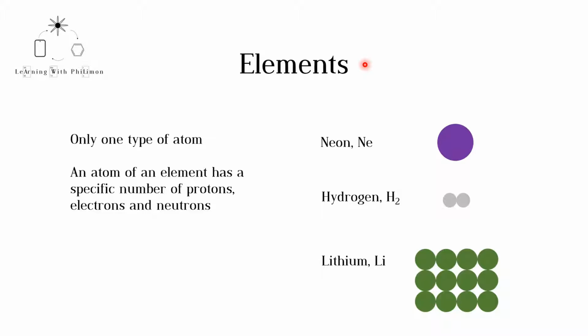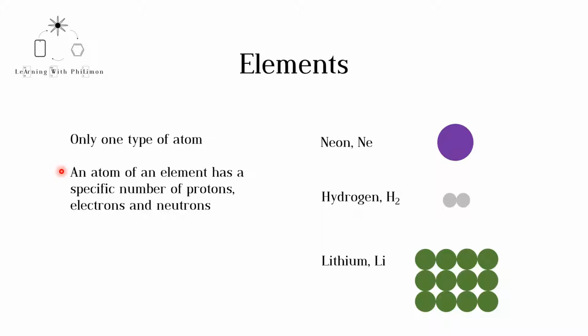In this video, we will be looking at the difference between elements, compounds, and mixtures. In the kinetic theory of matter video, we saw that all matter is made up of atoms. In the atomic structure video, we saw that an atom of an element has a specific number of protons, electrons, and neutrons. Check out the atomic structure playlist for more.